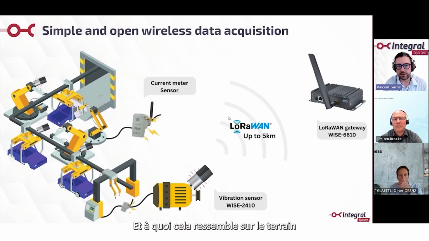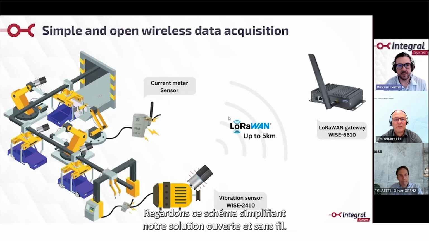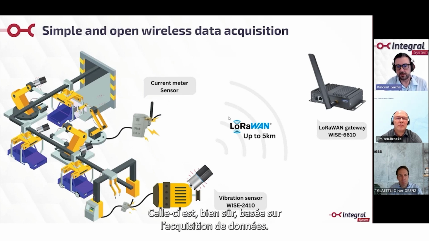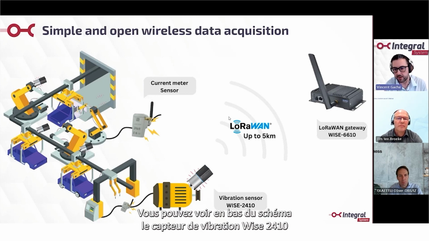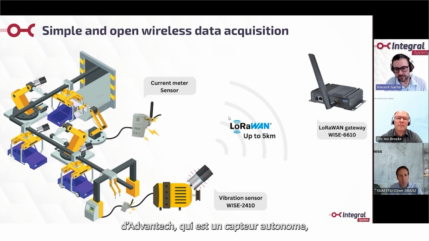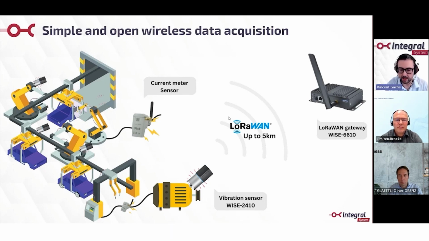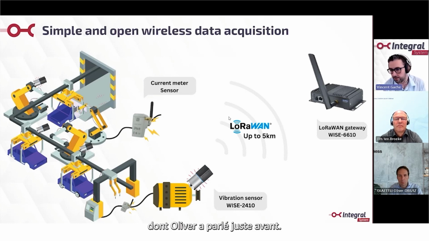And what's the solution on the field? Let's see this simple and open wireless solution. So it's based on, of course, data acquisition. If you can see on the bottom, the vibration sensor, the WISE2410 from Advantech, which is an autonomous sensor. You can just attach it with a magnet on the motor, and it sends data through the LoRaWAN protocol, which Oliver just introduced to you.